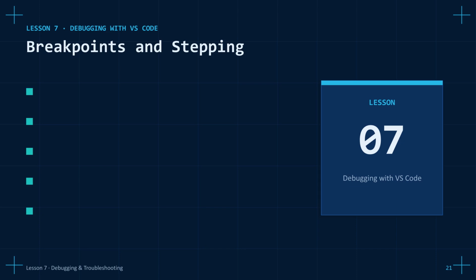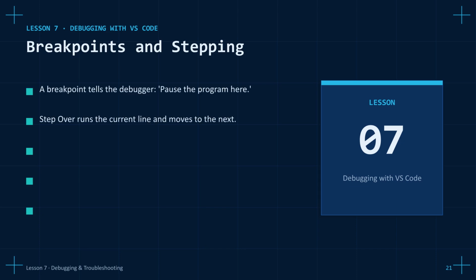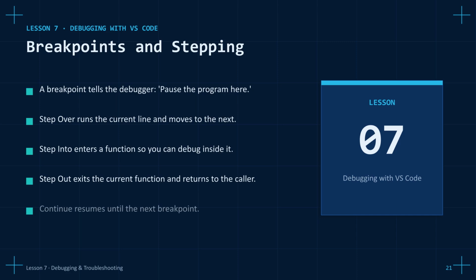Mastering the debugger relies on 4 actions. Breakpoints pause execution at a specific line. Step over runs a line and moves to the next. Step into enters a function for deeper inspection. Step out finishes the current function, and continue resumes execution until the next breakpoint. These controls help you navigate complex code.